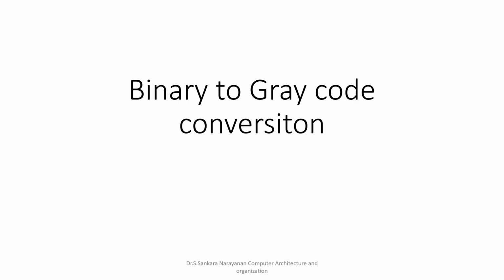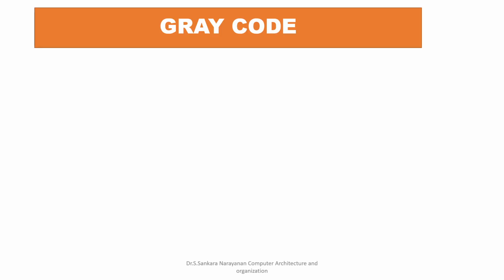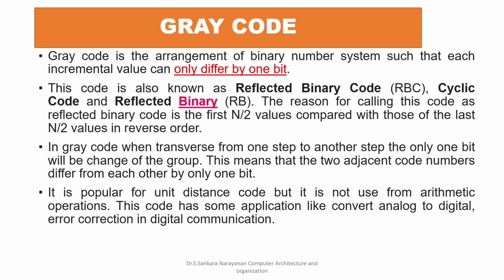Hi, in this video, we are going to discuss how to convert a binary to gray code as well as gray code to binary. First, we will discuss what is gray code. Gray code is an arrangement of binary number system such that each incremental value can only differ by 1 bit. That is the definition for gray code.